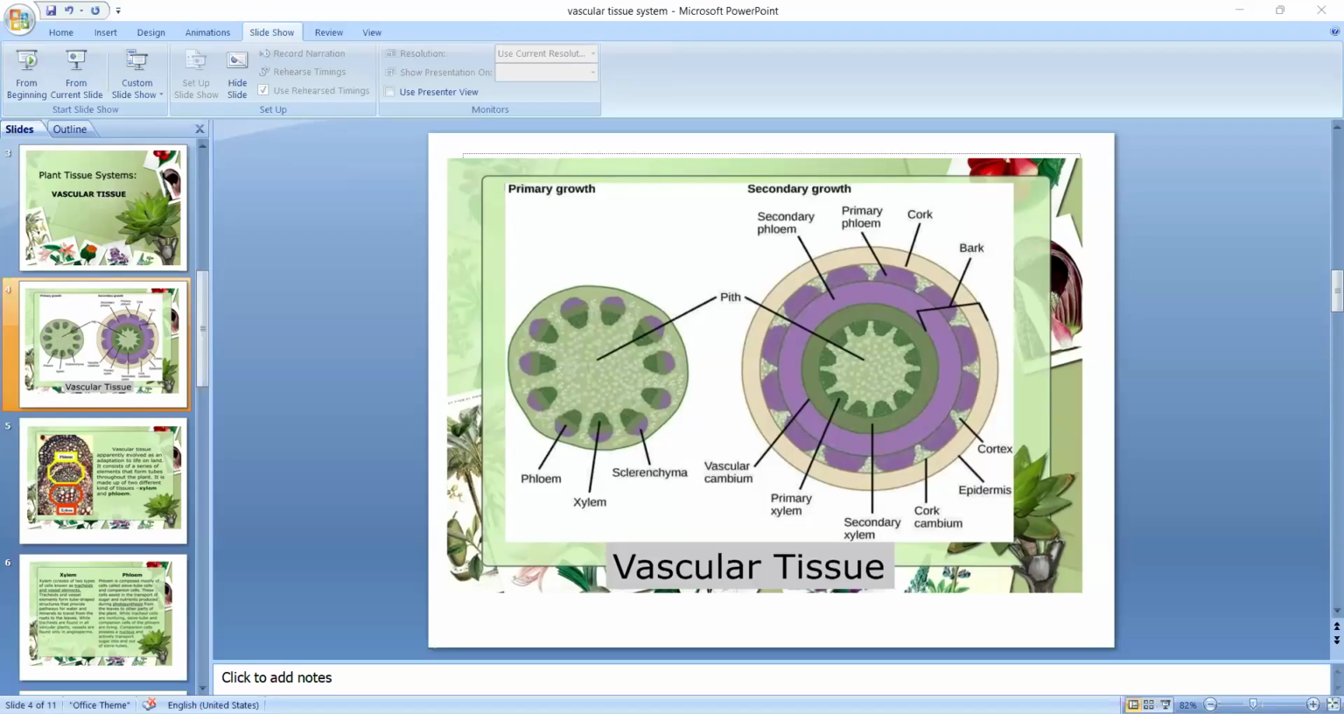Bicollateral means phloem occurs on both sides of the xylem. These bundles are usually open. Example, Cucurbita stems. See here, F1, conjoint, bicollateral and open. See here, this one: inner cambium, outer cambium, the yellow color cambium is there. This pink one is the xylem, the blue one is the phloem.